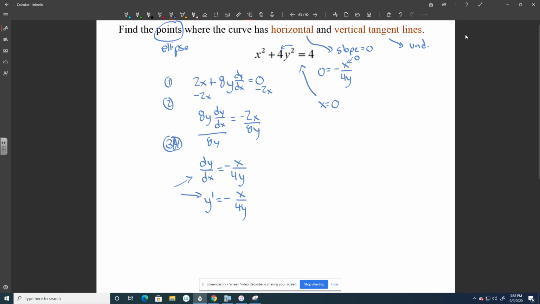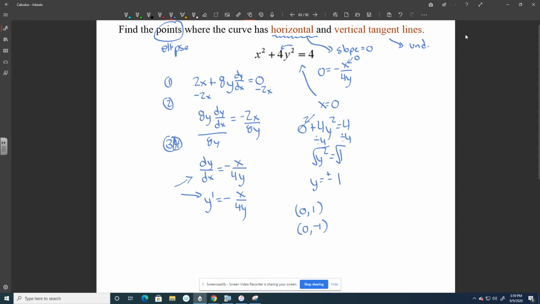So my x value is 0, so I plug it into my original equation. So 0 squared plus 4y squared equals 4. So that goes away. I can divide by 4 on both sides. y squared equals 1. So y equals plus or minus 1. When I take the square root of both sides, I've got to take the plus and the minus of 1. So what that means is I actually have 2 points. When x is 0 and my y is positive 1, and when x is 0 and my y is negative 1. At those 2 points, I'm going to have a horizontal tangent line.